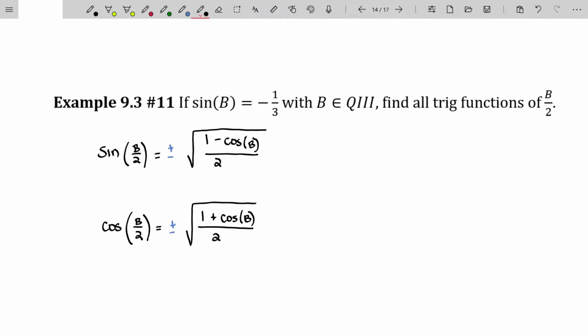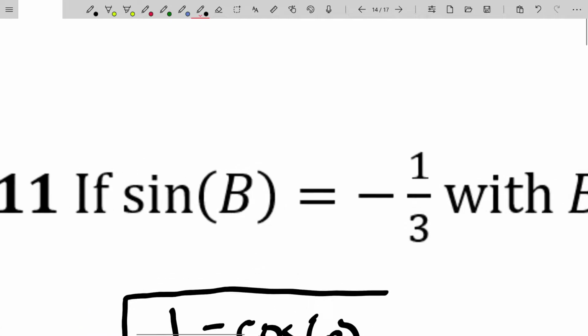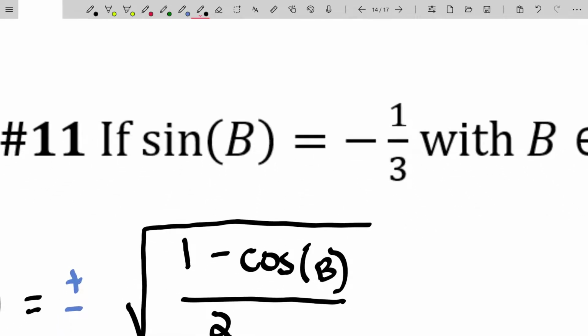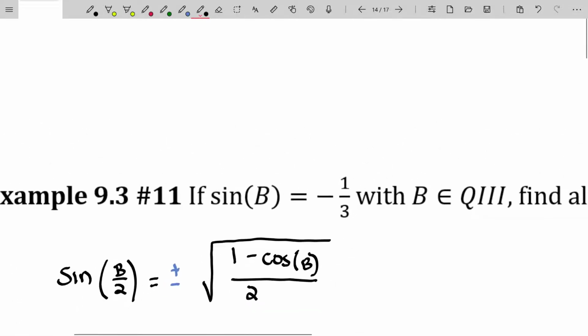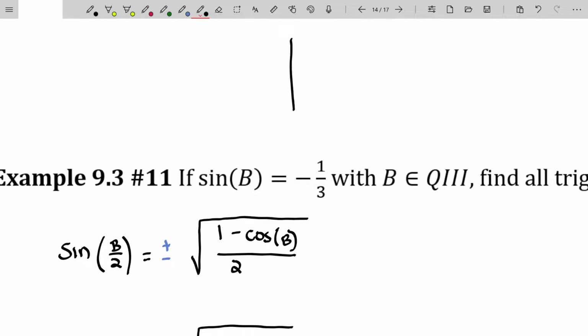Now, this one specifically, because they did not hand us the cosine of B, notice the last problem, we were handed the cosine of our angle A, and so we were able to just plug that in. In this case, they did not do that. So this problem requires one extra step. So I'm going to go ahead and draw out the angle B that terminates in quadrant 3. Here it is right there. And they tell me that the sine of that angle is negative 1 over 3. That is, opposite is negative 1, and hypotenuse is 3.